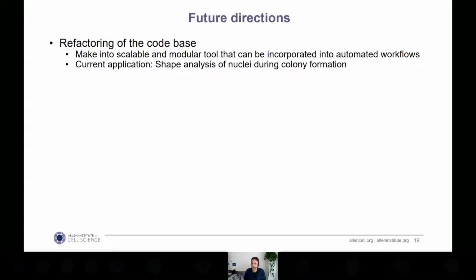The current application, as I mentioned, is a shape space analysis of nuclei during colony formation, and that's being led by Ritwik Vassan and Guillermo Pires in my team at this point in time.